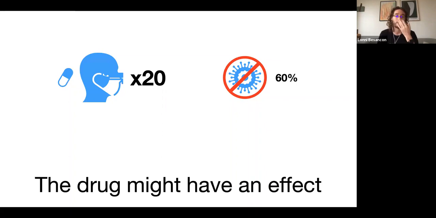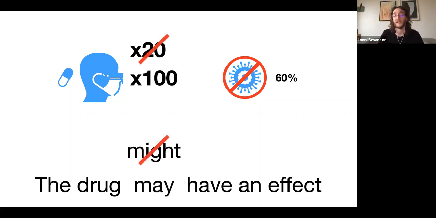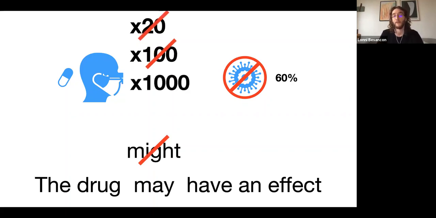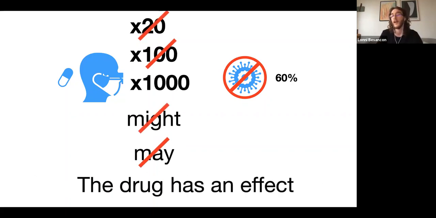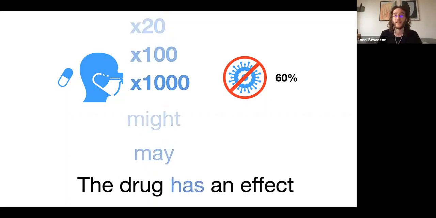So let's imagine that we describe a drug trial result. Like, okay, we tested a drug on 20 participants and it reduced the viral load by 60%. So we would say the drug might have an effect on this virus because it's just 20 people, right? It's not really clear. Now, if we increase sample size, we might be able to change might to may, right? If we have 100 people, and if we have 1,000, then maybe we can say, well, the drug has an effect.